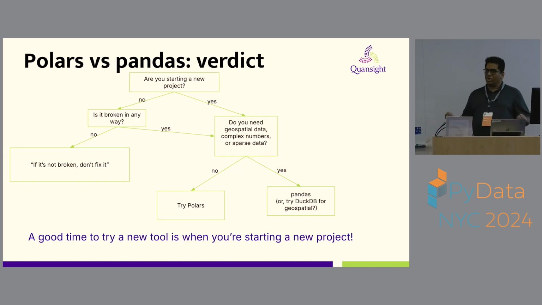Verdict: are you starting a new project? No? Is your project broken? No? No reason to move. Your stuff works, it's good, you haven't hit any of the limits of pandas. Pandas is not a bad tool. We are not hating on pandas here. There's just better tools for certain things. Also, if you're using an upstream domain library like GeoPandas or something, you can't use GeoPandas with Polars. Just can't. So do you need things like geospatial data, complex numbers, sparse data? Stay with pandas. If you don't, try Polars, or as we'll see, you could also try DuckDB, because DuckDB has some geospatial stuff. A good way to do this is if you're doing a new thing, try a new tool.